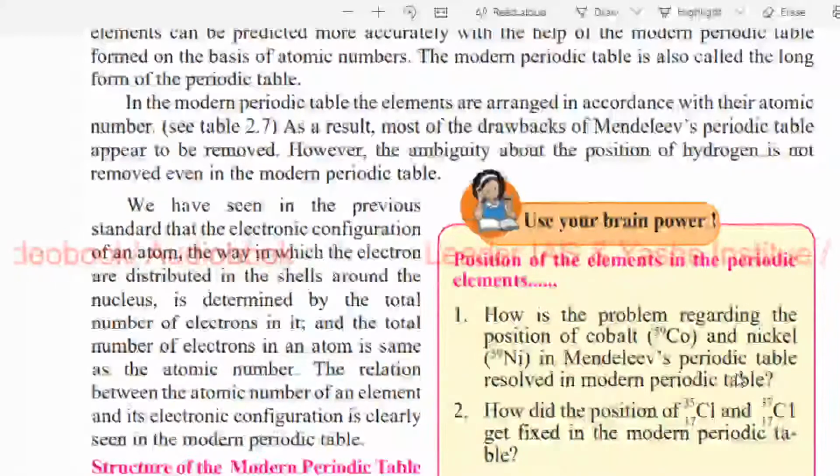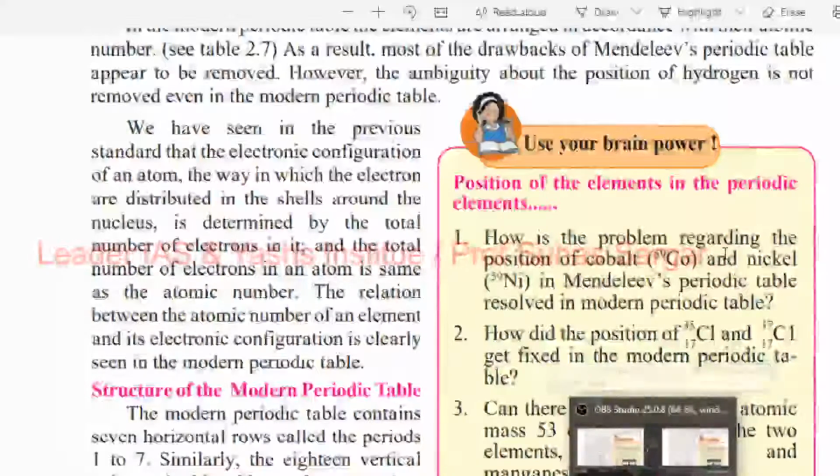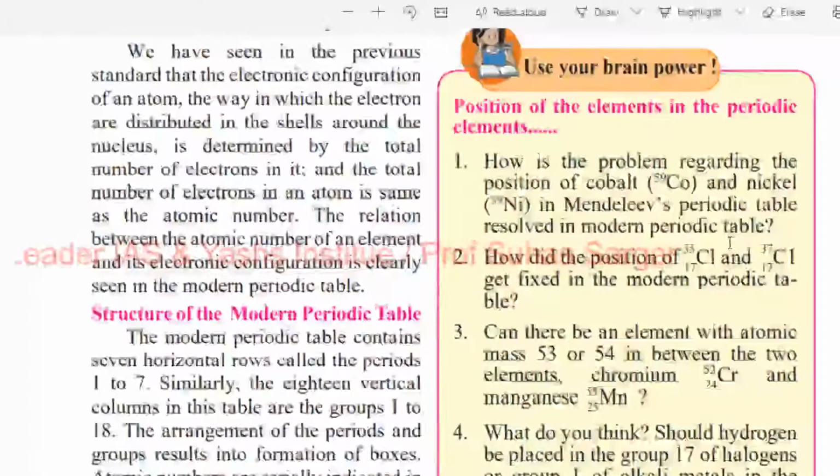We have seen in the previous standard that the electronic configuration of an atom, the way in which the electrons are distributed in the shells around the nucleus, is determined by the total number of electrons in it. And the total number of electrons in an atom is the same as the atomic number. The relation between the atomic number of an element and its electronic configuration is clearly seen in the modern periodic table.